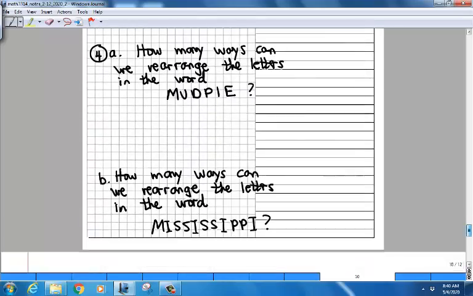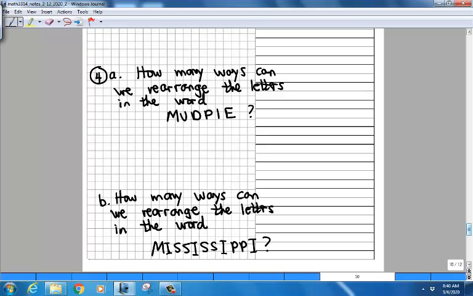Well, the first part here is not a combination. How many ways can we rearrange the letters in the word mud pie? That certainly does not appear to be a combination. That looks like a what? What sort of model would we use to answer this question? Yeah, that's permutation, because it's talking about arrangements. So that's almost certainly a permutation, which it is.